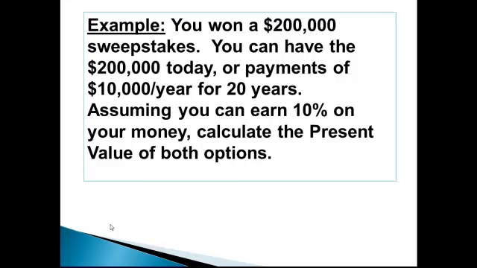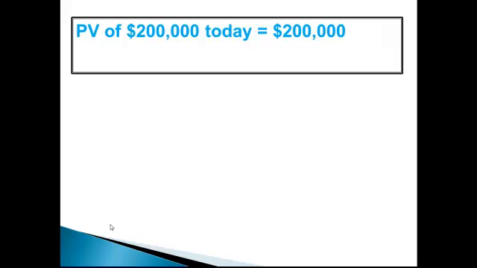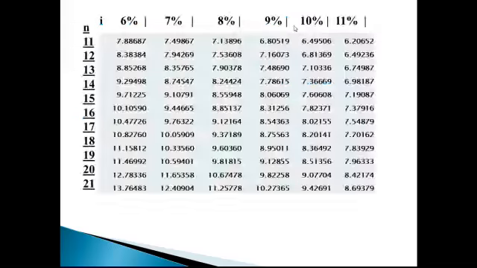One occurs right now, $200,000 today. One occurs over 20 years. So we will find the present value of both options. The present value of the $200,000 today is $200,000. There is no time for interest or inflation to take effect. Now the annuity, the present value of the annuity, recall that you're going to get $10,000 per year every year for 20 years. So the annuity amount is $10,000, and we can earn 10% on our money. It's a 20-year annuity.